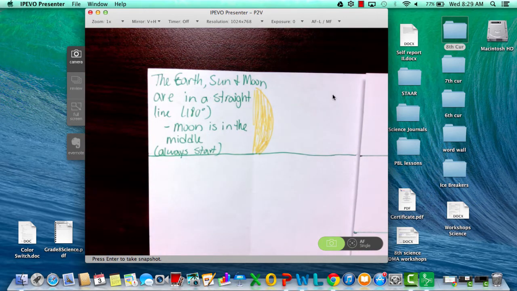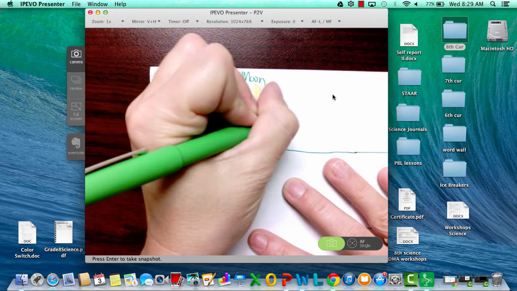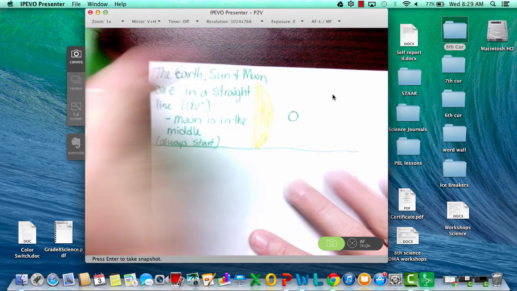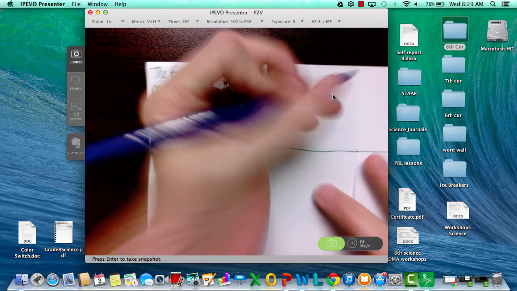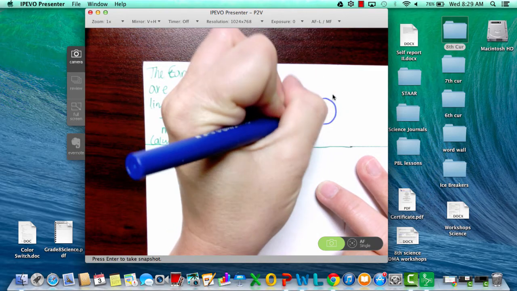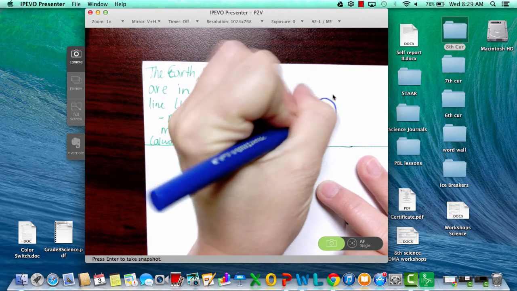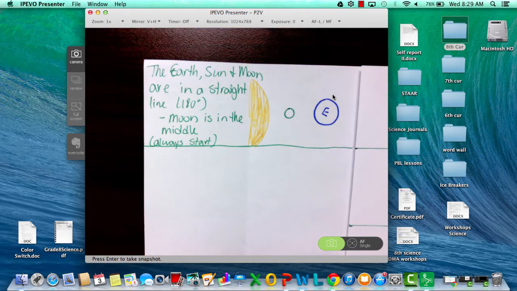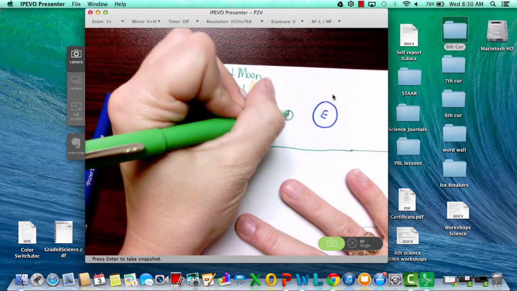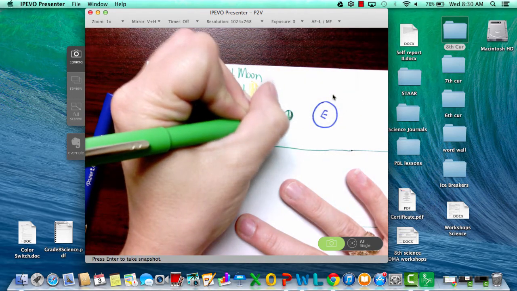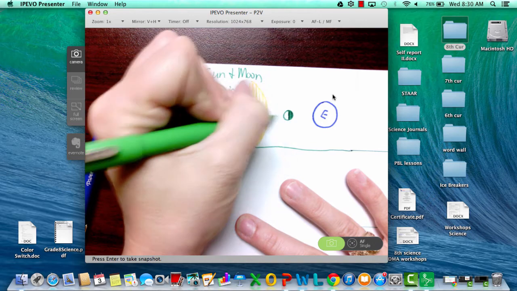And then I said that the Earth, Sun, and Moon are in a straight line. So then I'm going to draw a smaller moon and a bigger Earth. Now, obviously, they're not to scale. Okay, and I'm just going to put an E so you know that this is the Earth. So because they are in a straight line, if this half is facing the sun, then that means the half that is facing the Earth is black.